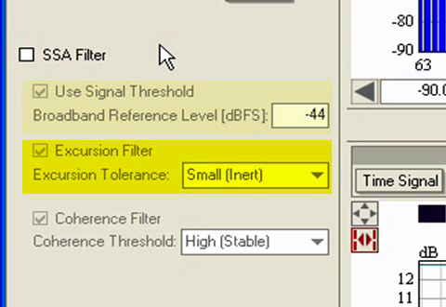The second step is an excursion filter, which compares the last measurement to existing data. If the measurement changes too much, it will be included with either small weighting or not included at all.